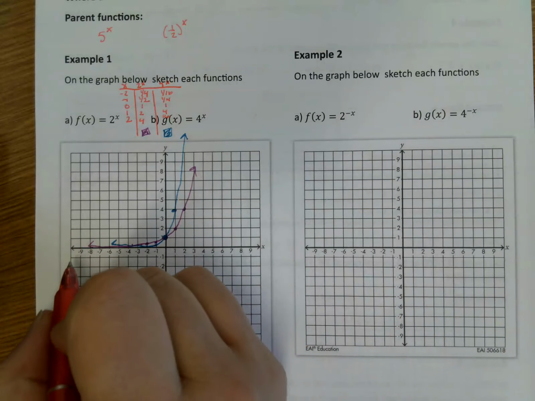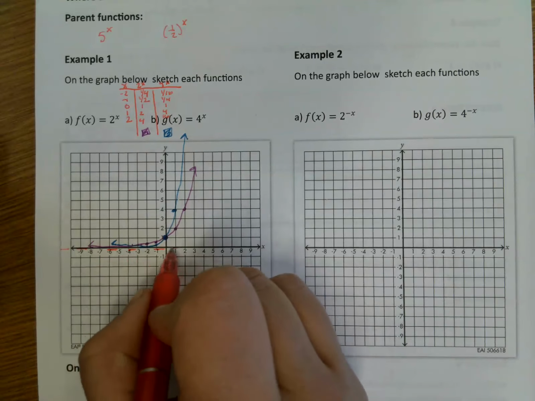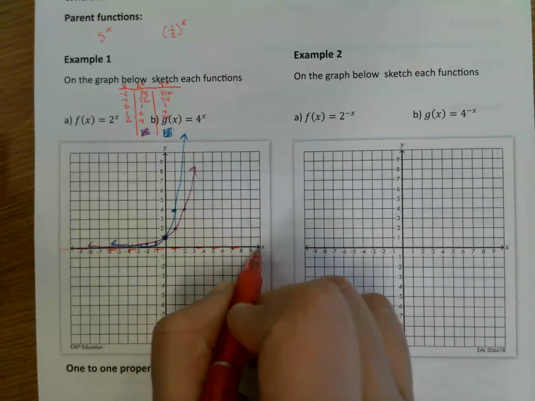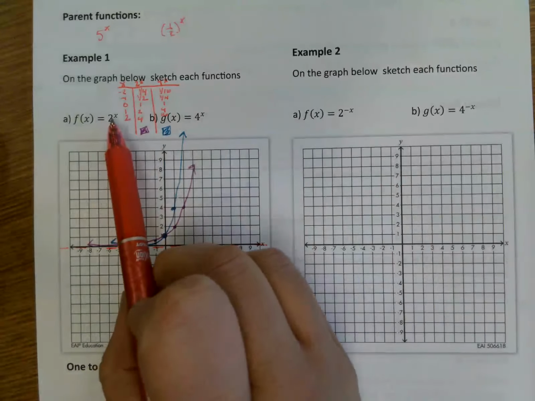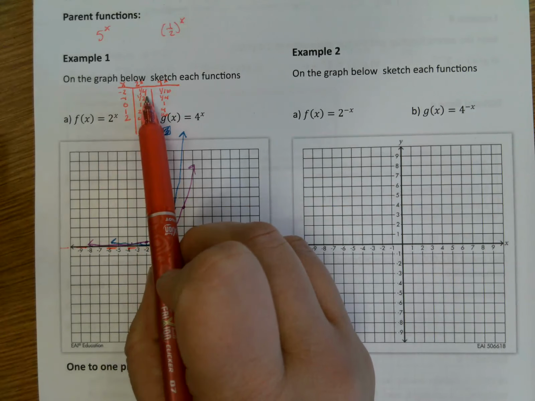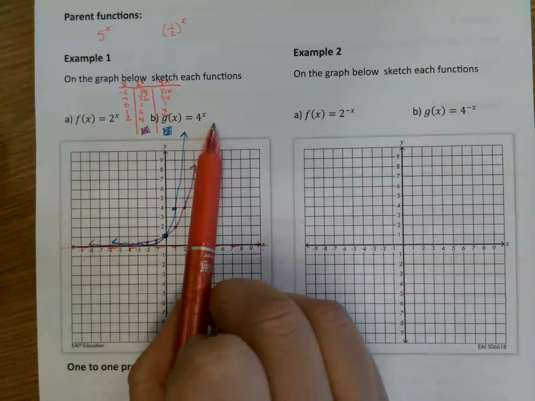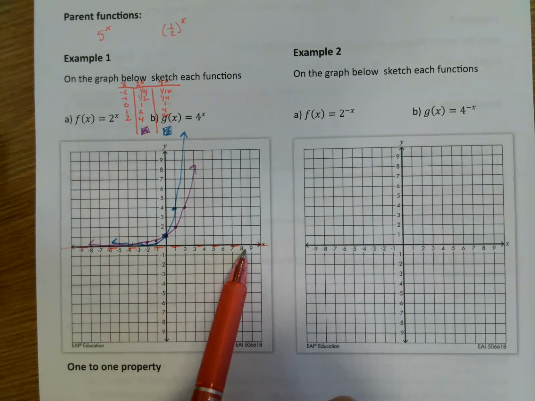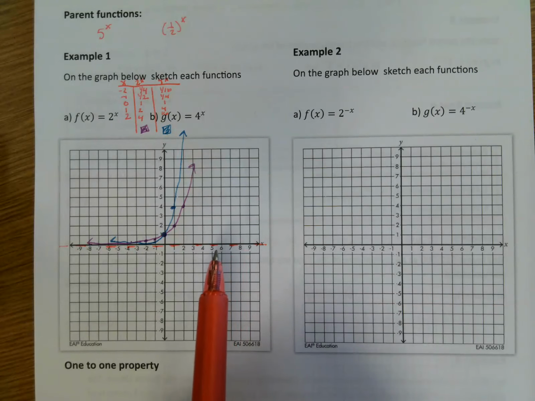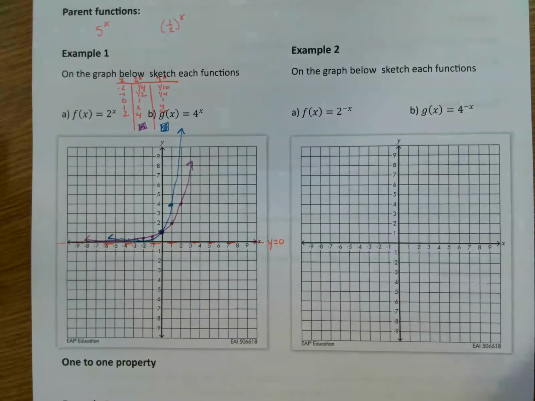One thing that you might not be able to clearly see is that this has an asymptote. That asymptote is at 0. Why is it at 0? Because there's no number that we can plug into this that will give us a negative. When we plug in negatives, that gives us a smaller fraction, so it's never going to cross this. Both of these parent functions have a horizontal asymptote at y equals 0.